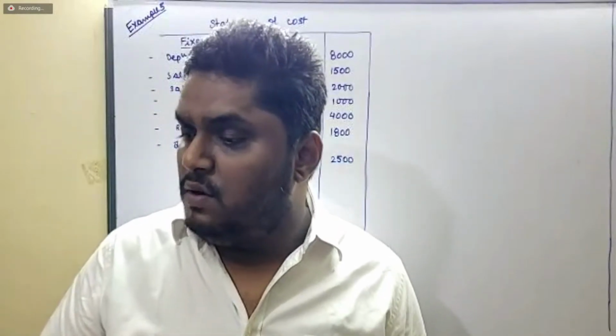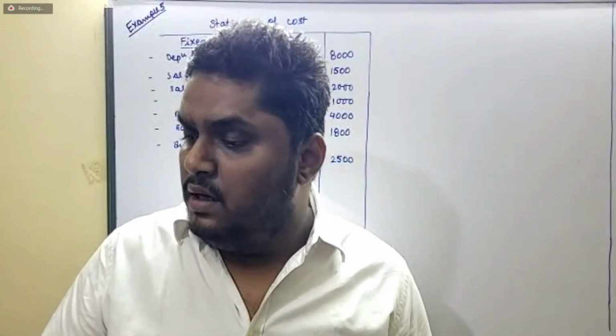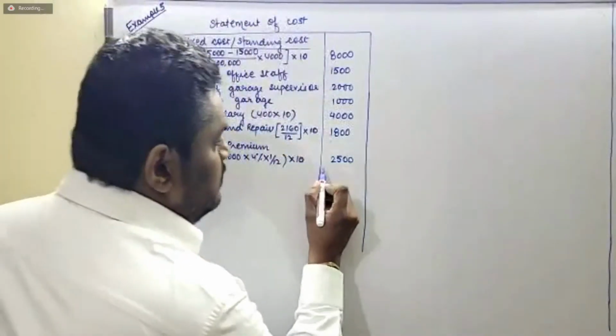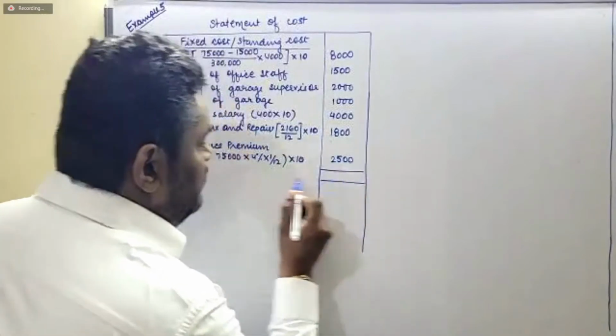Herein all the fixed costs we have already considered. Now the remaining costs that are given are variable costs. So we'll calculate the total.